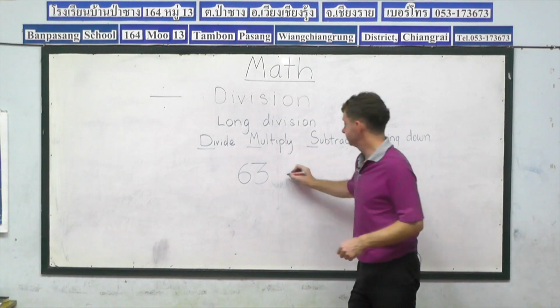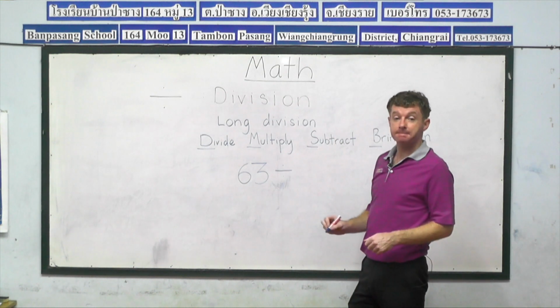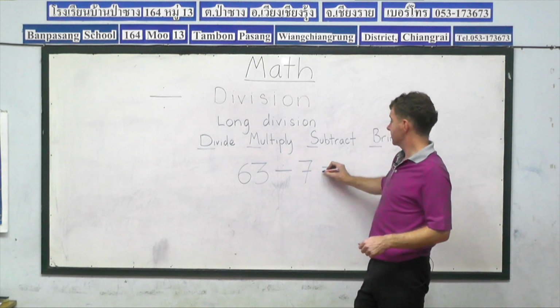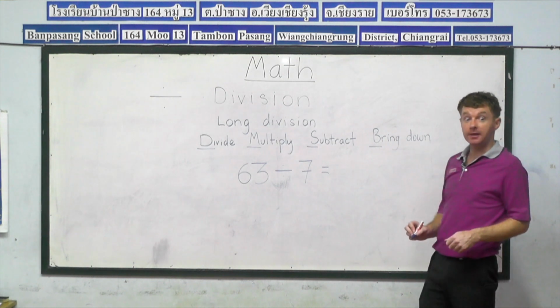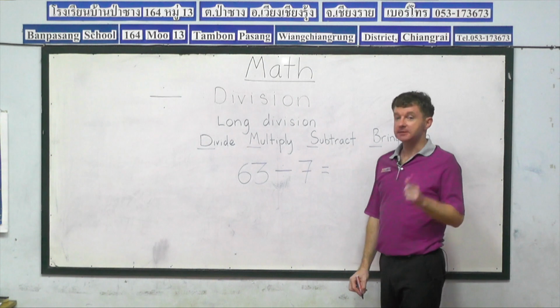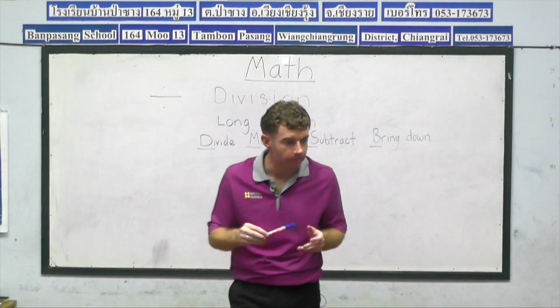63 divided by, what can you see, guys? What's the problem? 63 divided by 7. So let's see who can come forward and work out this problem.